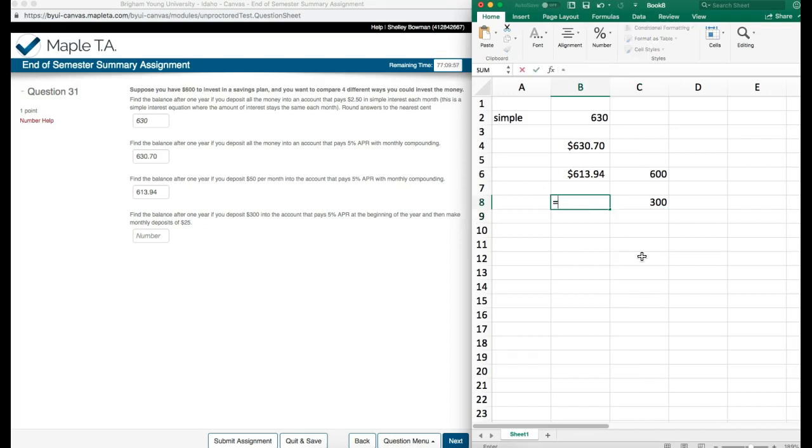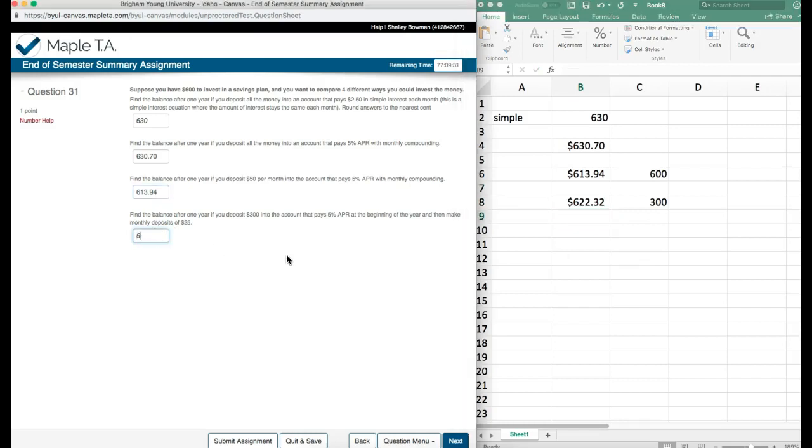Okay, so to do this one equals, again, negative future value because that's just my preference. And we have 5%, so 0.05. Make sure you divide it by 12. The number of periods, we have 12 periods again in the year. The payment is $25 in this one, and the present value, we're starting at $300. And I think we have everything there, which makes this $622.32. And there are our 4 different ways of investing our $600.